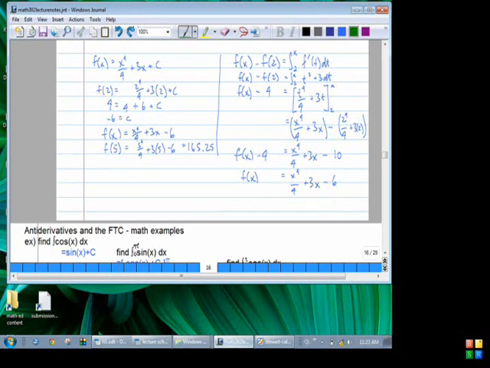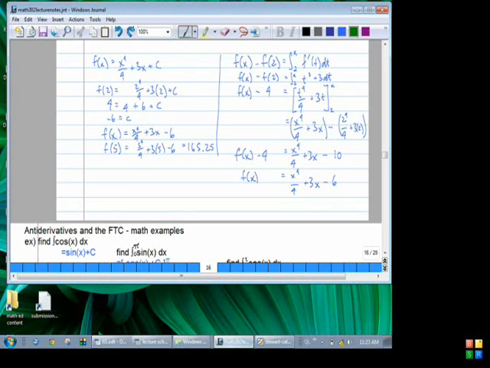Now, what if I ask this question? First of all, you tell me, how do you read this? Right, the integral from 0 to pi of sine x dx. So how do you do that? Find the antiderivative.